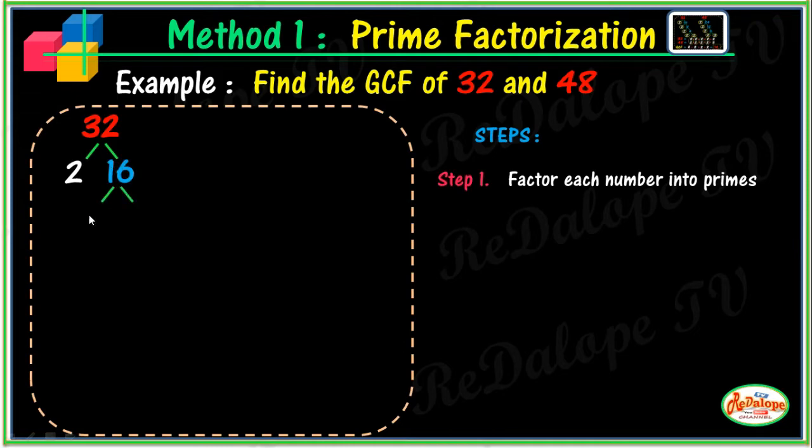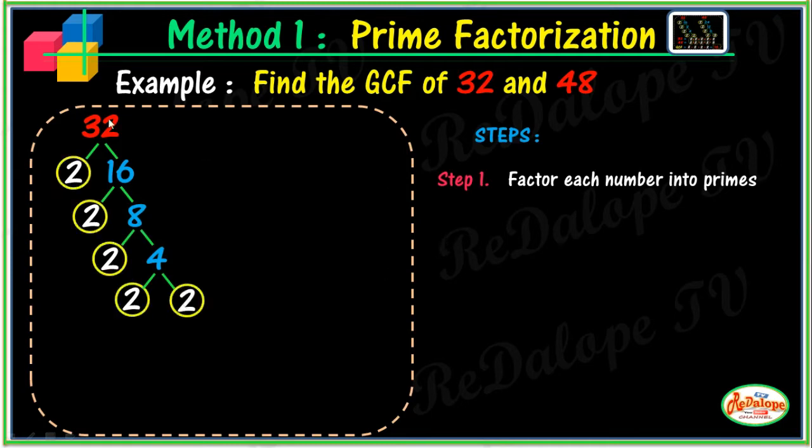16 divided by 2 is 8. Then 8 is an even number again, so 8 divided by 2 is equal to 4. 4 is an even number, so divide again by the prime number 2. The resulting value should be 2 also. And then the next step, encircle all the primes. Since 2 is a prime number, we list all the factors of the given number 32.